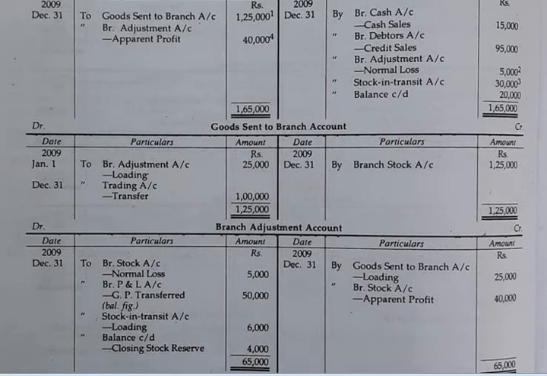Now the next ledger is the branch adjustment account. Remember, under the stock and debtors system, all loading will be shown in the branch adjustment account, that is, loading on items related to stock. Now we'll start with the credit side. So the first one is by goods sent to branch account, that is the loading on goods sent, which we get from the debit side of the goods sent to branch account. So it has been transferred to the credit side, 25,000. Then the apparent profit from the stock account. Then on the debit side, we have to branch stock account, that is normal loss being transferred from the branch stock account.